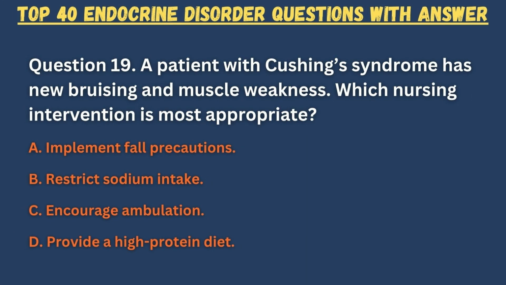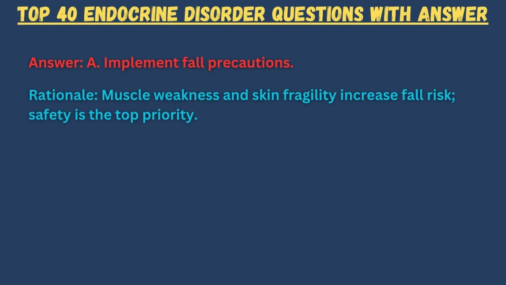Question 19. A patient with Cushing's syndrome has new bruising and muscle weakness. Which nursing intervention is most appropriate? A. Implement fall precautions. B. Restrict sodium intake. C. Encourage ambulation. D. Provide a high-protein diet. Answer: A. Implement fall precautions. Rationale: Muscle weakness and skin fragility increase fall risk. Safety is the top priority.